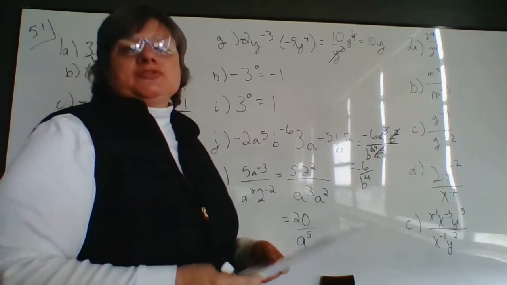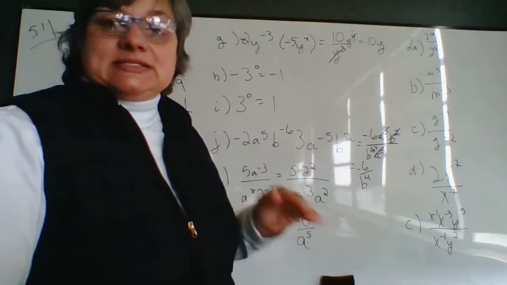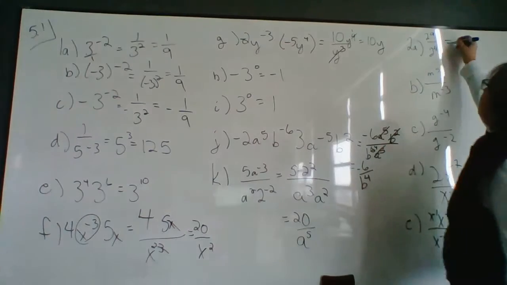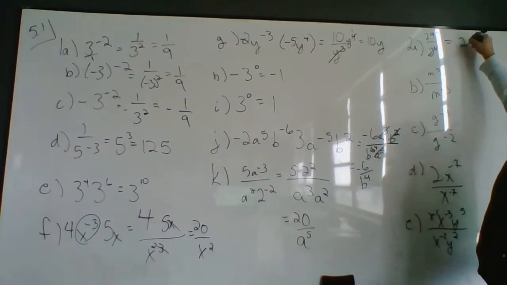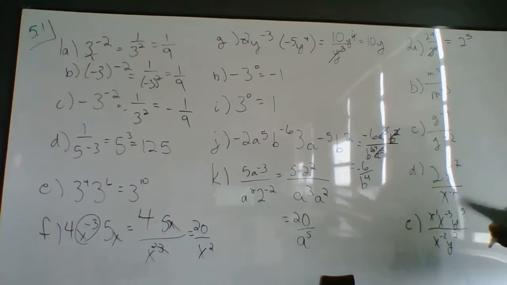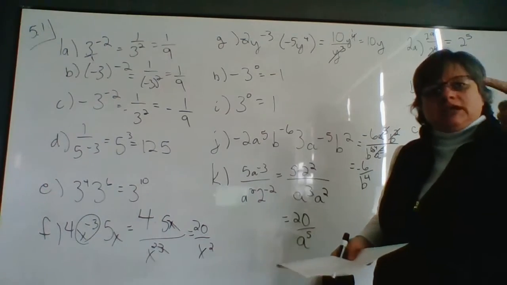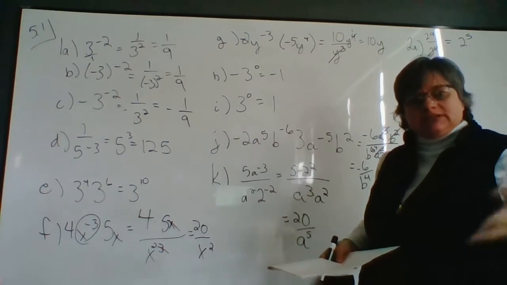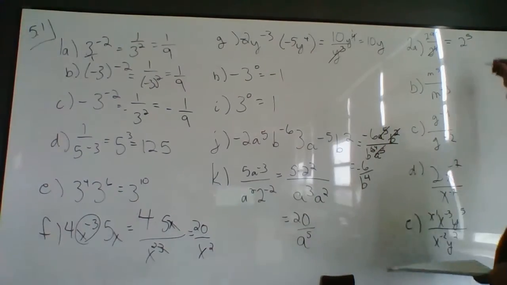2 to the 9th over 2 to the 4th. Subtract exponents. 4 of these, mark out 4 of these, and leaves 2 to the 5th. You can figure that out. 2 times 2 times 2 is 8, times 2 is 16, times 2 is 32.